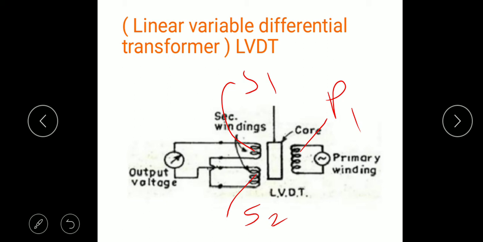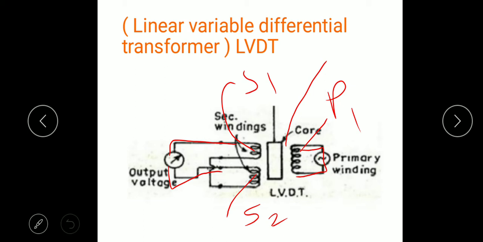Again the one core part or the metal strip is there. This is the core metal rod, and the secondary winding is connected to the output circuit and the primary winding is connected to the input circuit where we are going to supply the current.